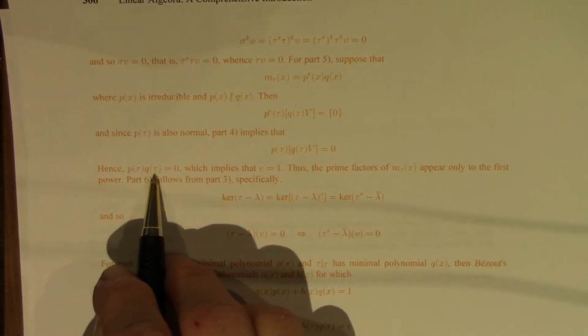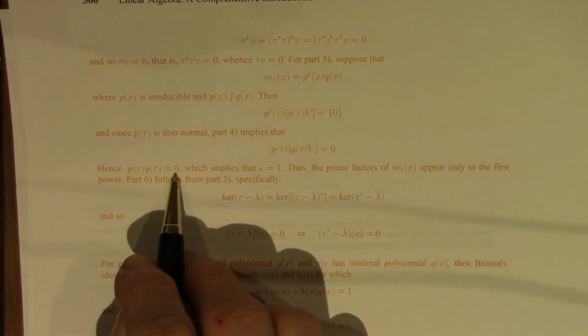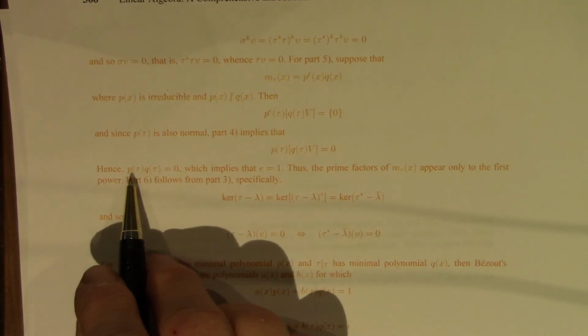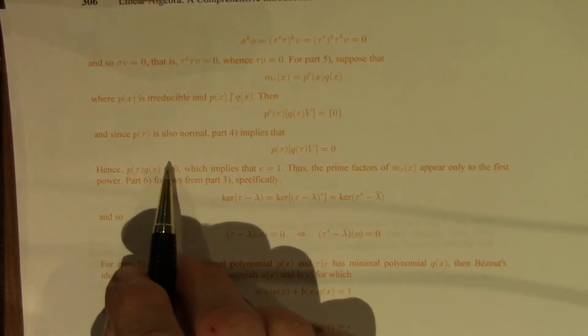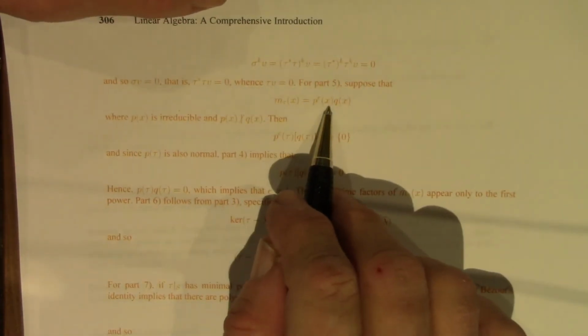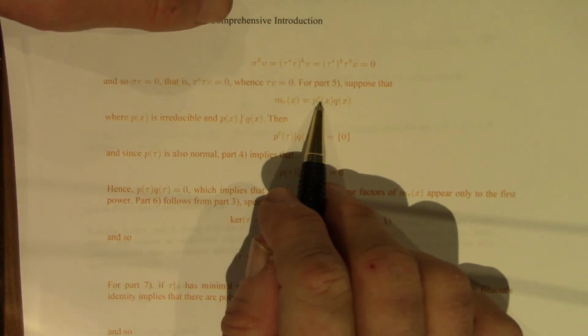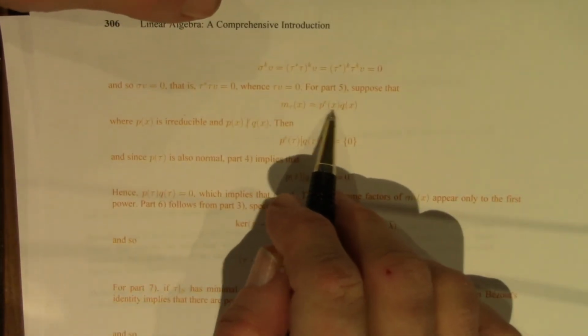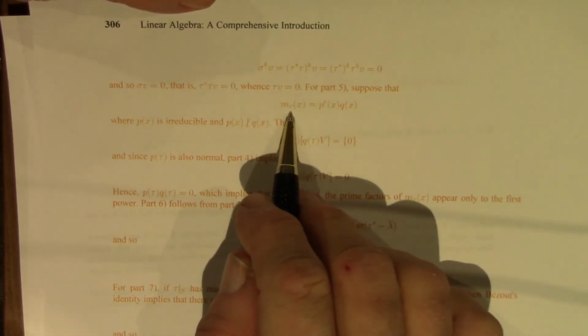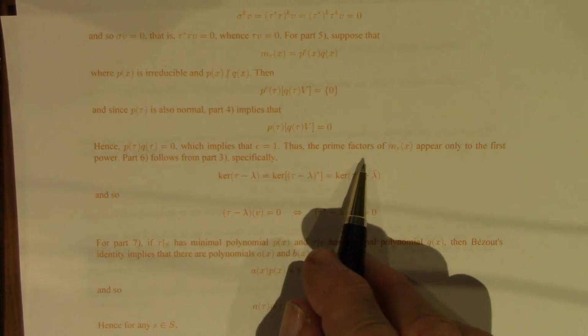Therefore, p of tau, q of tau is the 0 operator, which implies that tau satisfies the polynomial p of x, q of x. But that polynomial has smaller degree than the minimal polynomial unless e is equal to 1. So the highest power of p of x that appears in the minimal polynomial is 1. In other words, every irreducible factor of the minimal polynomial appears only to the first power, and so the minimal polynomial is a product of distinct irreducible factors, linear and quadratic.